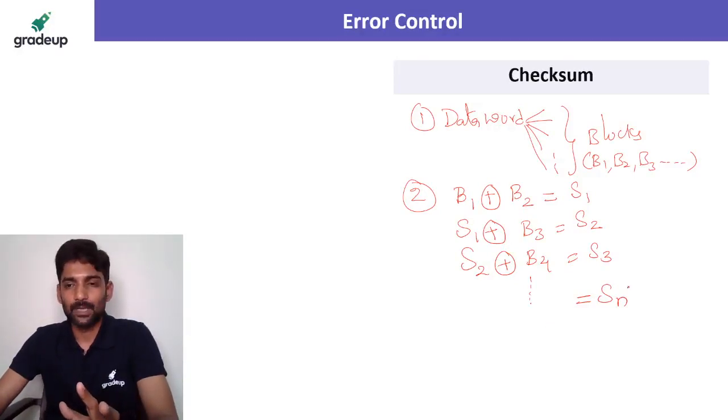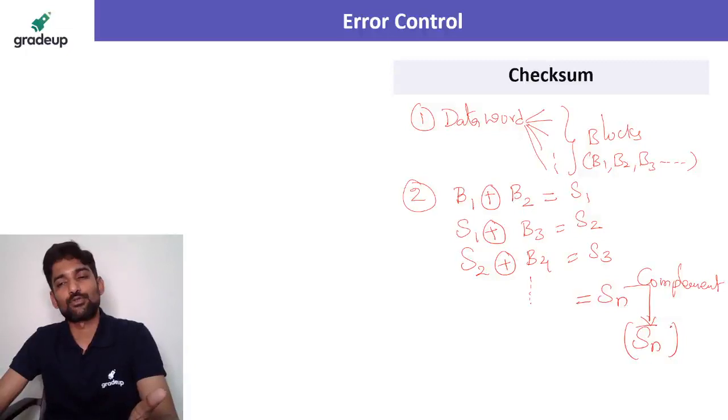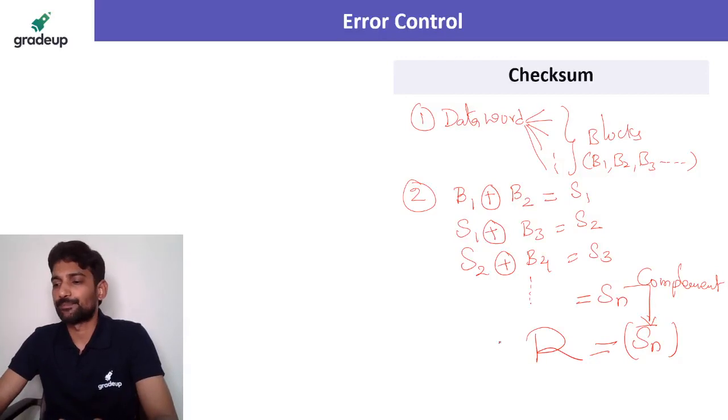Okay. Now we have to take the complement of this sum. Whatever is obtained, you may do 1's complement or 2's complement. But whatever complement the sender does, the receiver also does the same. So whatever is obtained, this is what is called the redundant word.